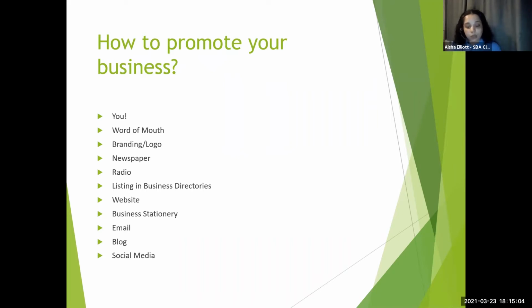Make sure that your logo or branding is identifiable and unique. There are also traditional marketing routes. So we're looking at things like newspapers, the radio, business directories, having business stationery made up, and also turn to technology. So have a website, email, blog, or social media platforms. So these are all fantastic ways to promote your business.